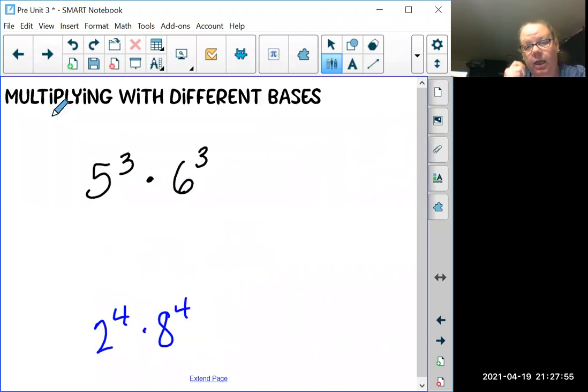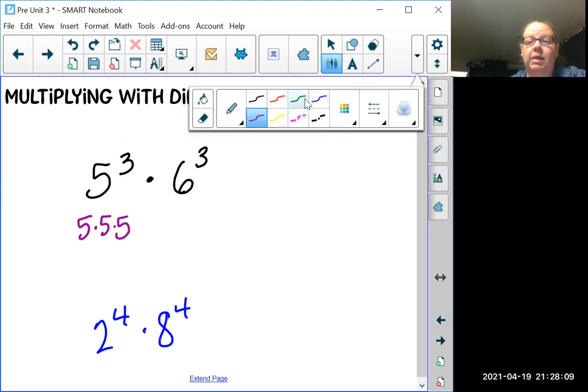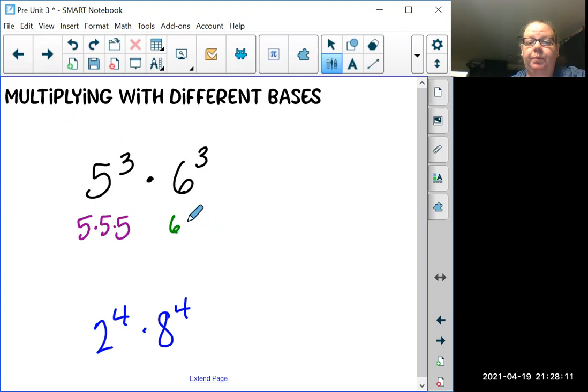All right, then the last thing is multiplying with different bases. Okay, so this is the only time that we're talking about different bases today. So let's break this one down. So this means that I have 3 5s getting multiplied together, and this one means that I have 3 6s getting multiplied together. So obviously I can't count them all up because they're not the same.